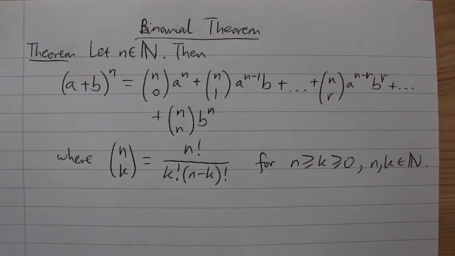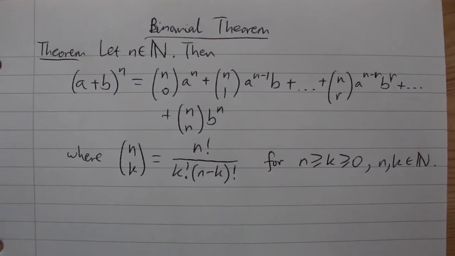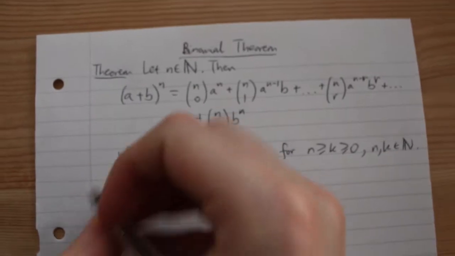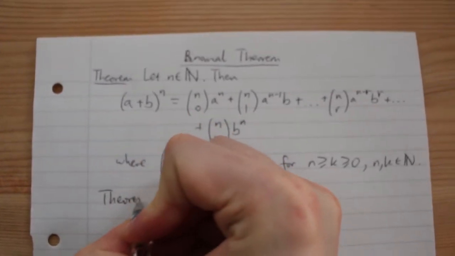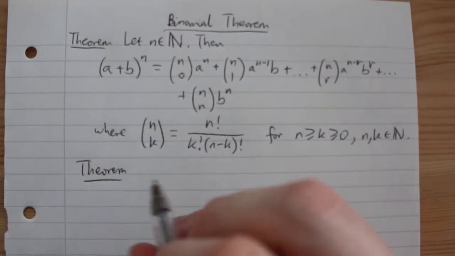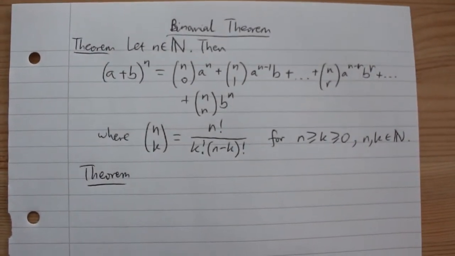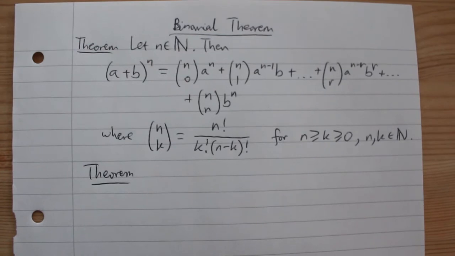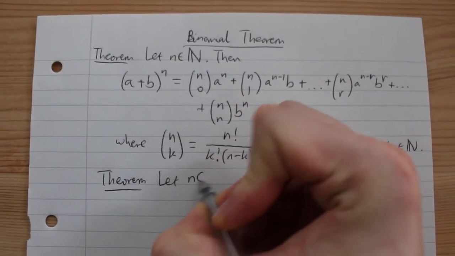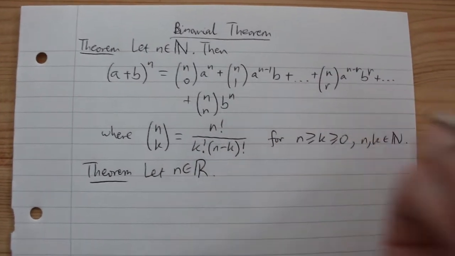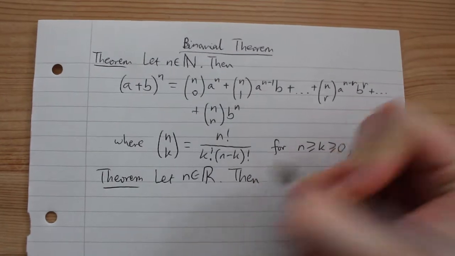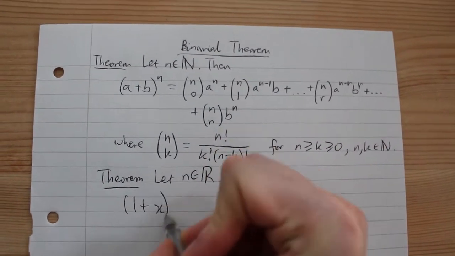But this doesn't work if n is not a positive integer. So let's consider the following result, which is a generalization of the binomial theorem. This is really the full binomial theorem, or what's sometimes called Newton's binomial theorem because it's due to Isaac Newton.